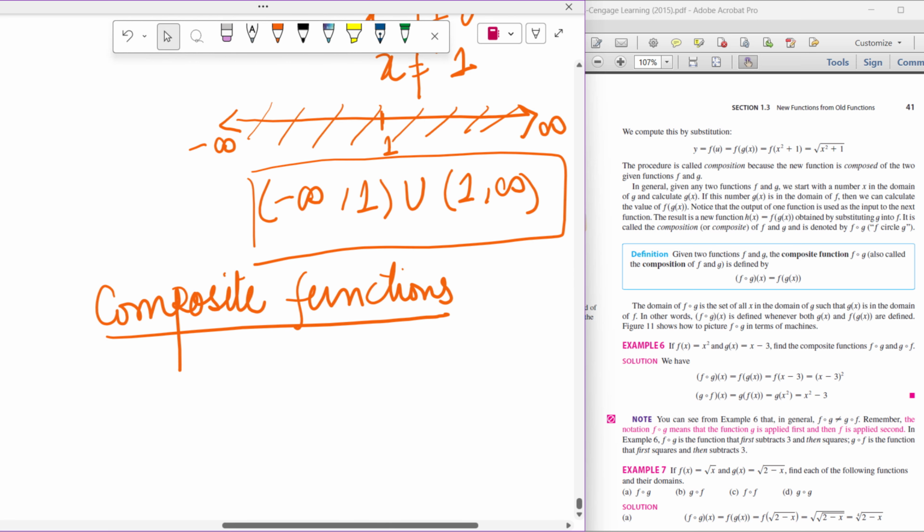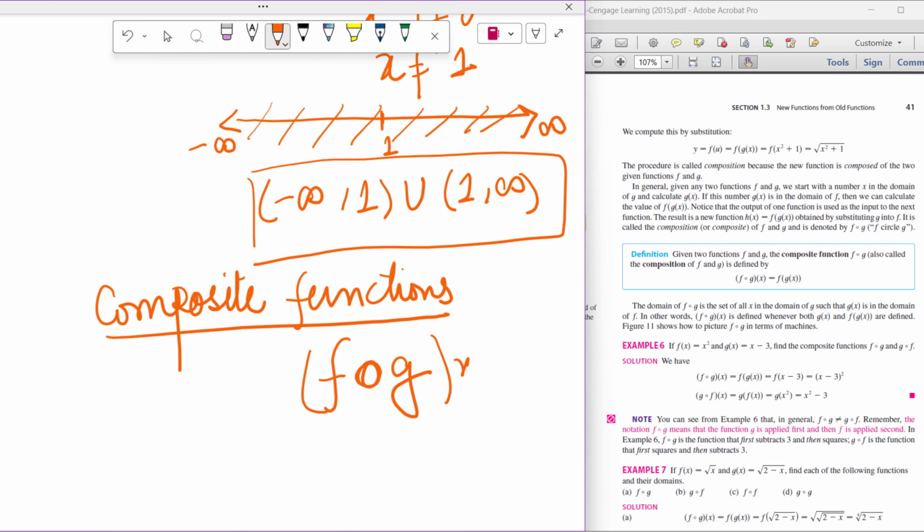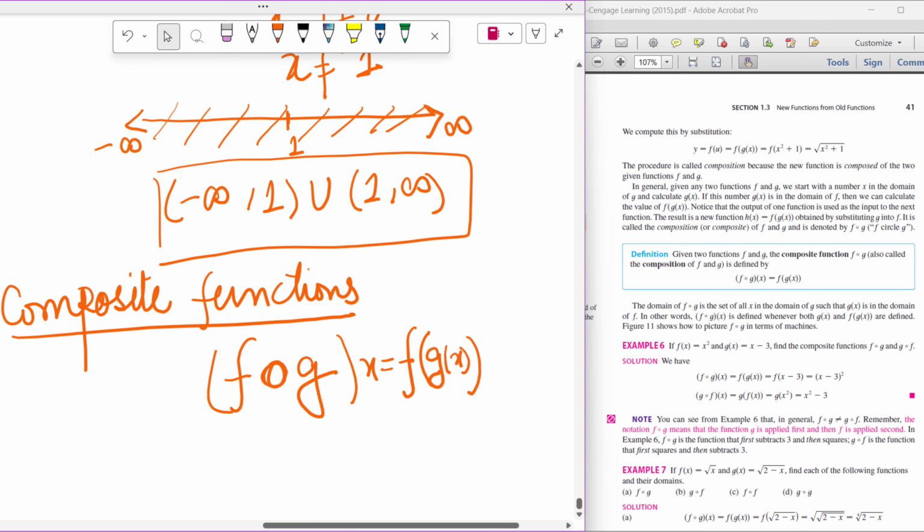For the composite, given two functions f and g, the composite function f of g is defined as first g, then f of g of x. So this is basically called the composite of functions. The domain of the composite function is the set of all x in the domain of g, such that g of x is in the domain of f. In other words, f composite g is defined when both g and f are defined.